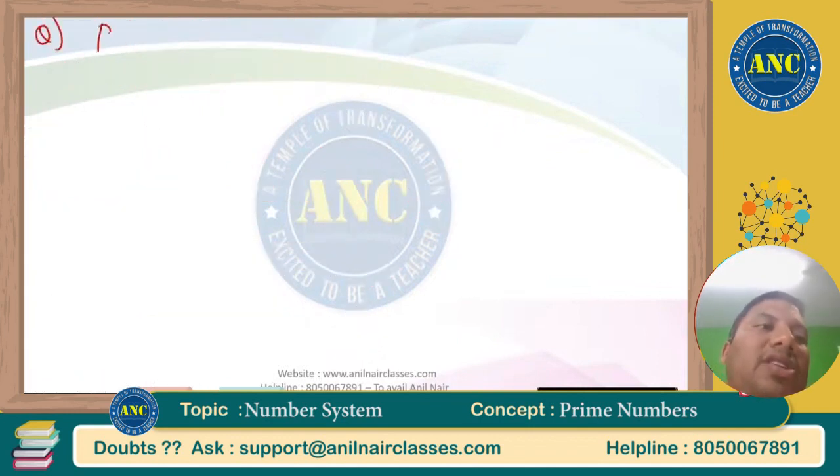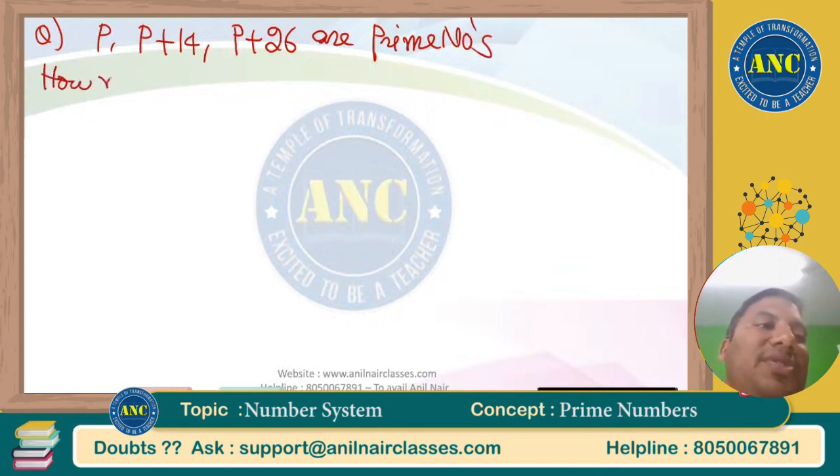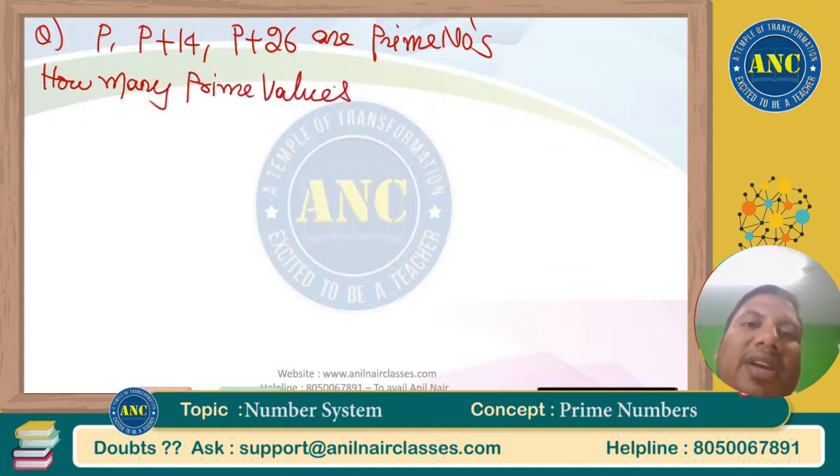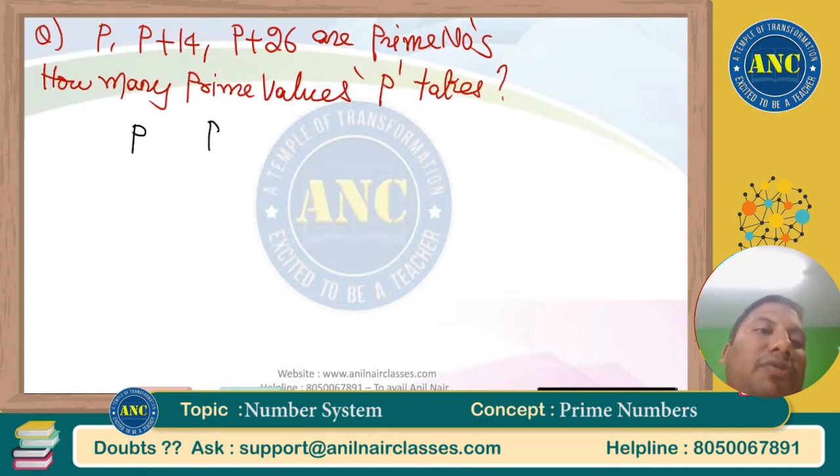P, P plus 14, P plus 26 are prime numbers. How many prime values can P take? Listen carefully. The same idea we will solve. How many prime values can P take? P, P plus 14 and P plus 26.